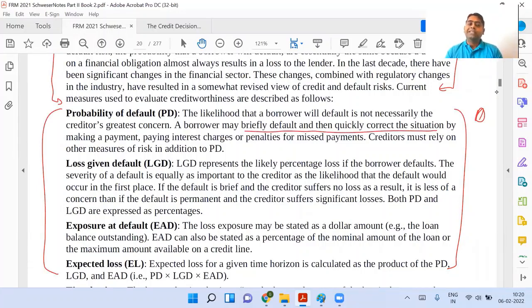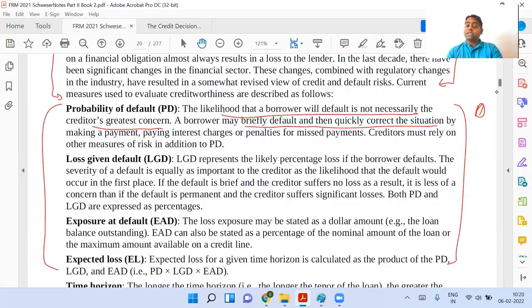So basically, when we look at probability of default, it is at a broader level that the customer might not have the ability to pay. The likelihood that the borrower will default is not generally a greater risk, because if there is a default, he might pay. When we hear the word bankruptcy, that's the final stage, and that is what the concern is.